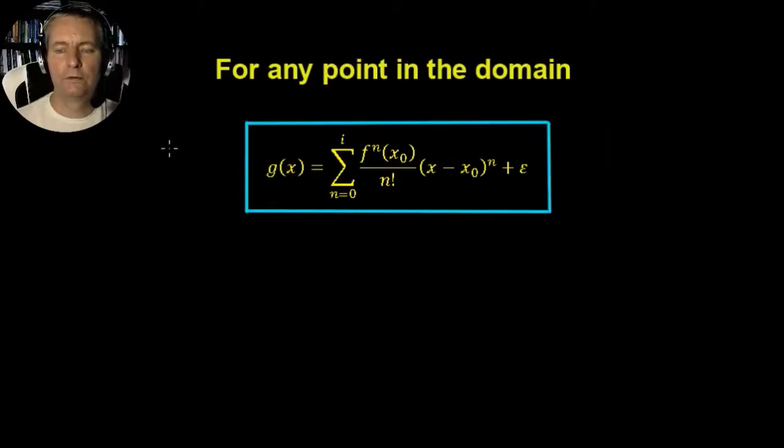Now, what we've seen previously was actually called the Maclaurin series. So the Taylor series centred at the origin is called the Maclaurin series. If it's not centred at the origin and it's centred at some other point, x0, then we can simply deal with that by saying that g of x is equal to the sum from n equals 0 to i of the nth derivative at x0 over n factorial times (x minus x0) to the power of n, plus epsilon. So that just allows us to extend the idea of our Maclaurin series to any point on the x-axis.